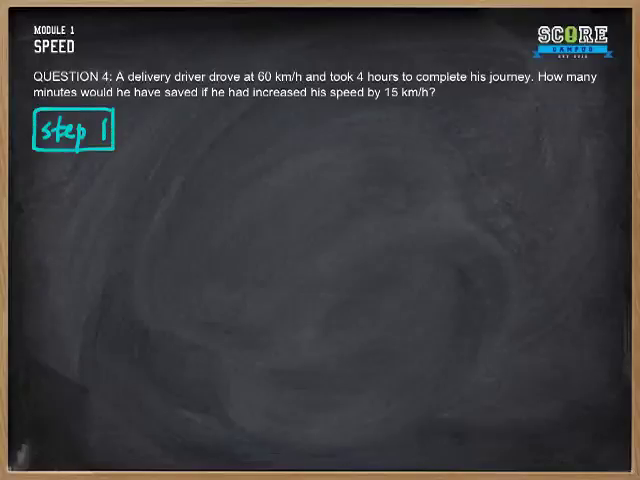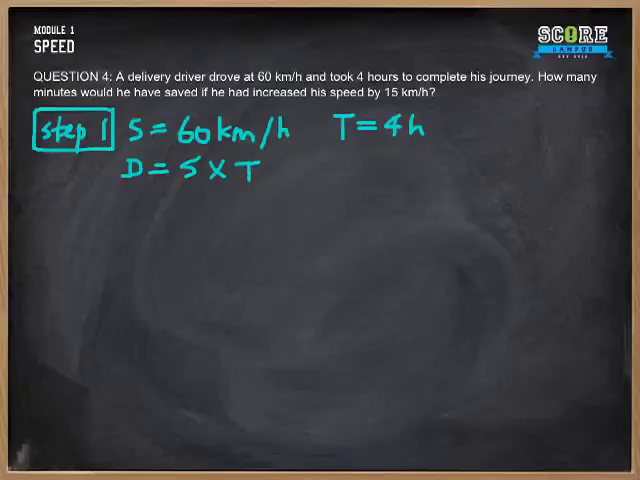So step 1. What is the speed of the delivery driver? 60 kilometers per hour. What was the time taken? 4 hours. What is missing? Distance is missing. So write down the formula for distance. It is speed times time. Plug in the values. What was the speed? 60 kilometers per hour multiplied by time, 4 hours. What is the final answer you get? The distance is 240 kilometers.